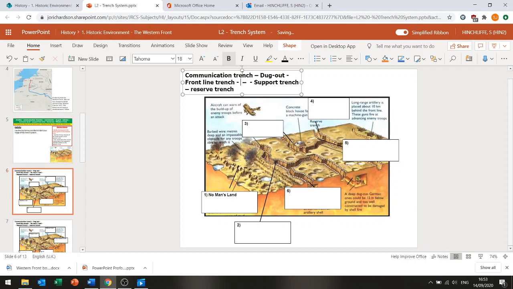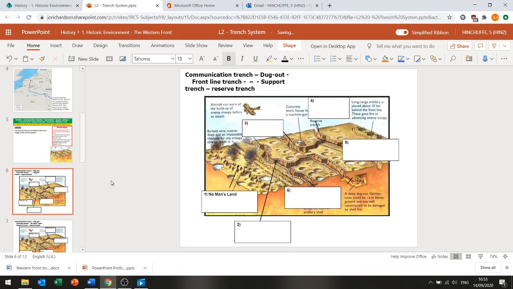So you've got communication trench, dugout, front line trench, support trench, and reserve trench. See if you can work out the other ones. Try and think, okay, what would be front, what would be reserve, what would be support, what might be the dugout, and do it as a process of elimination. So do the ones you know first, and then afterwards see if you can figure out the other ones. Have a go at that. It should take you a couple of minutes, and then pause the video, and then we can look at the answers.